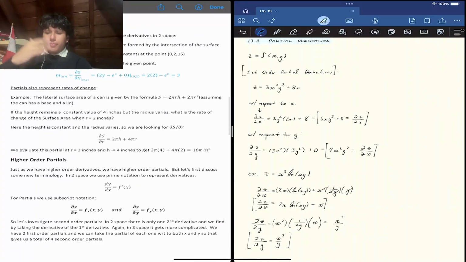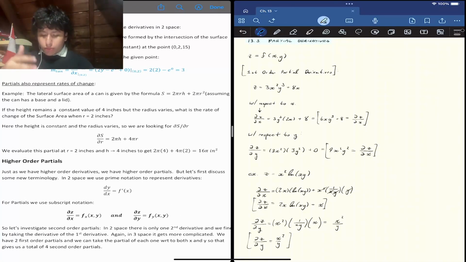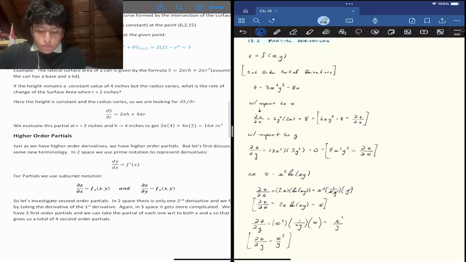So given some equation that would give you the surface area in 3 space, because you have a height and a radius, you have 2 independent variables. In this case, it's telling us that the height is going to be a constant value of 4, so you can set h equal to that constant value, but the radius is going to vary. Thus, you're taking the partial of the surface area with respect to that radius, holding everything else constant and only differentiating that specific r. So in this case, you get this. You evaluate that at r equals 2 and h equals 4 to get the rate of change at that point.